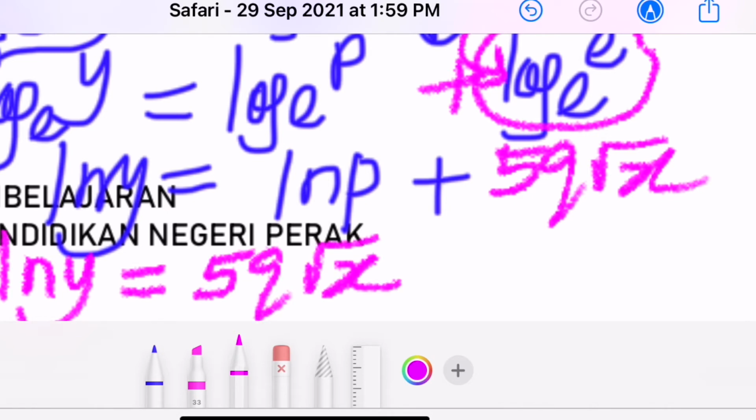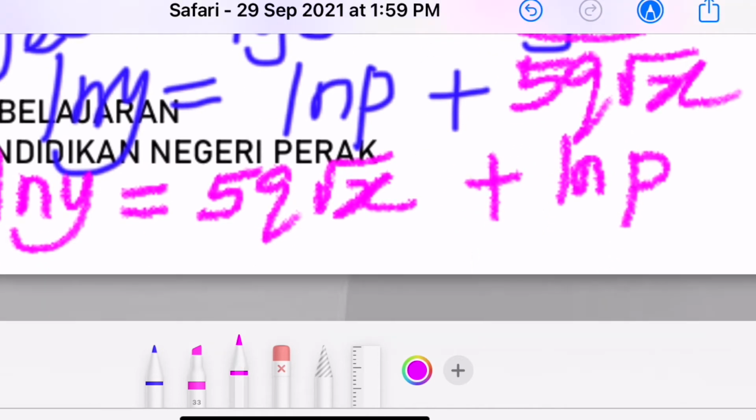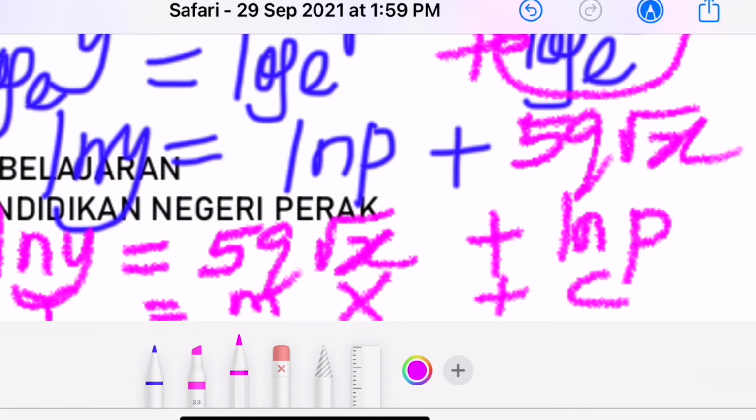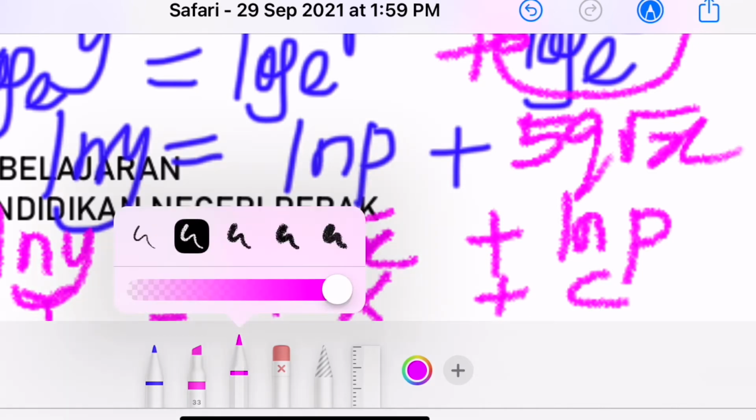And then this is a big X plus ln p. Got it? So this is a big Y. This is a M. Okay, this is a big X. This is a C. Okay, so we will find the y-intercept from the graph, and then we will compare with the ln p. And we will find the gradient from the graph also, using the best 2 points on the line.